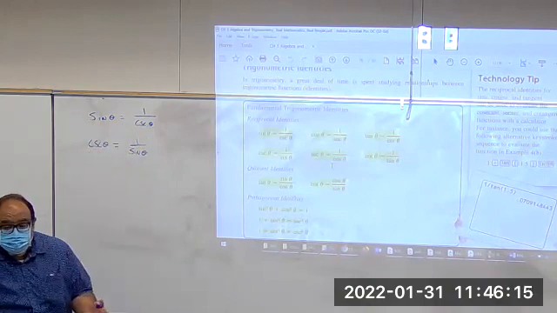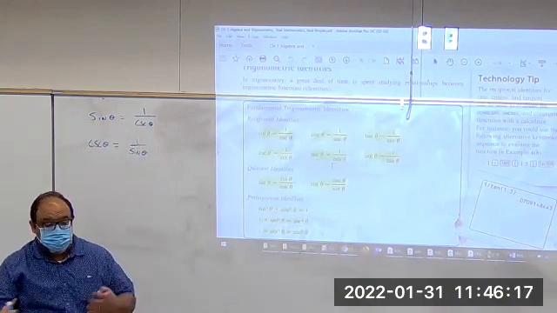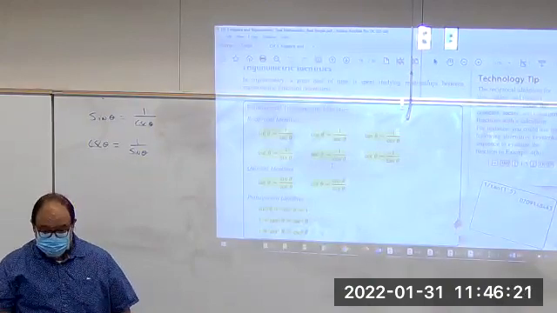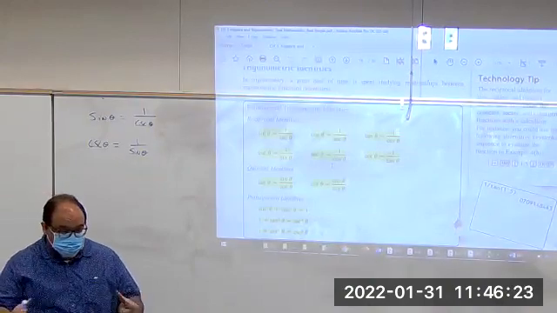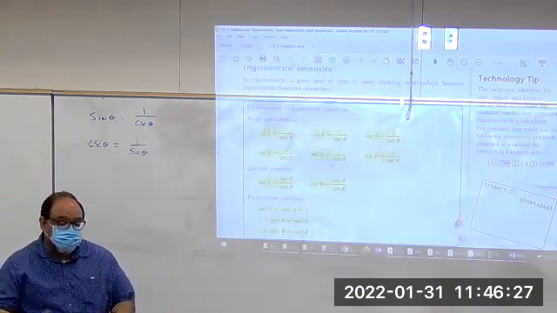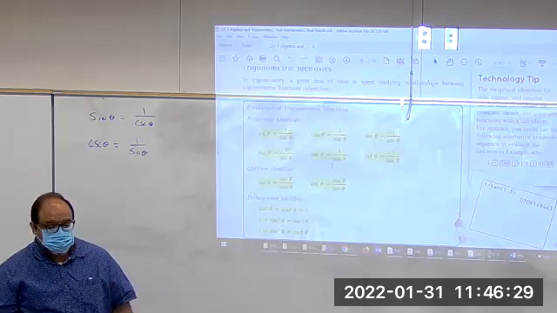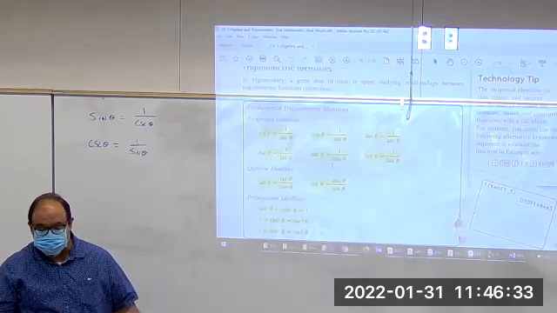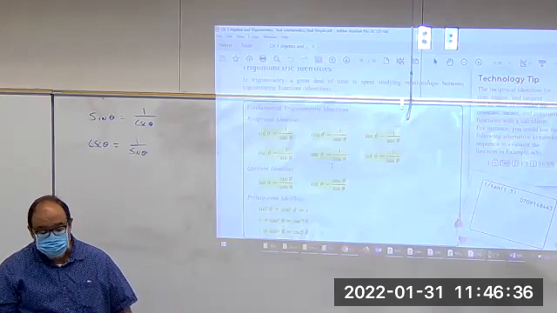It just depends upon what I need to do. What am I trying to simplify? What am I trying to make? What would make my life easier? And it's these substitutions that we need to know. These are the fundamental ones, and we're going to use them so often, they're going to be etched right into your head. Okay.